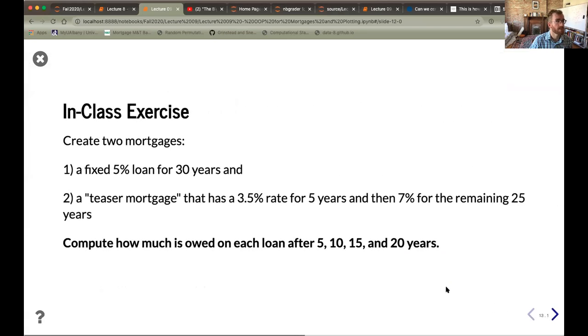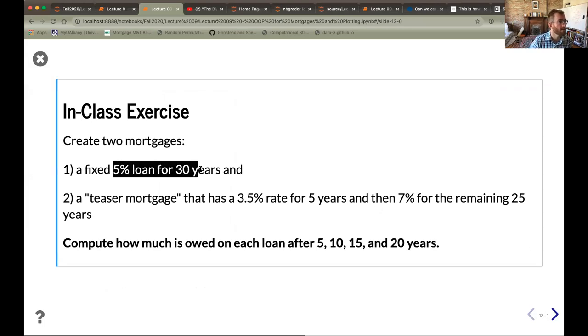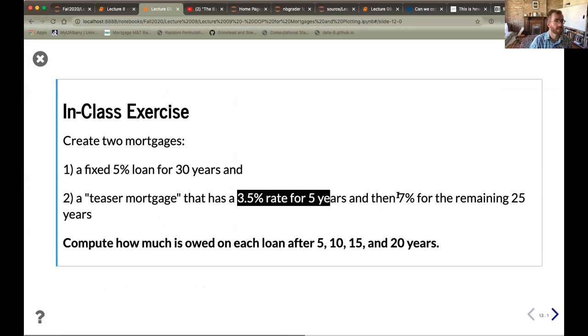All right, so I encourage you to play around with that. And in this first in-class exercise, I want you to go ahead and create 2 instances of these mortgage subclasses. One that's a fixed rate, 5% loan for 30 years, and then another one that's our 2 rate or teaser mortgage, where we have 3.5% for 5 years and then 7% for the remaining 25.